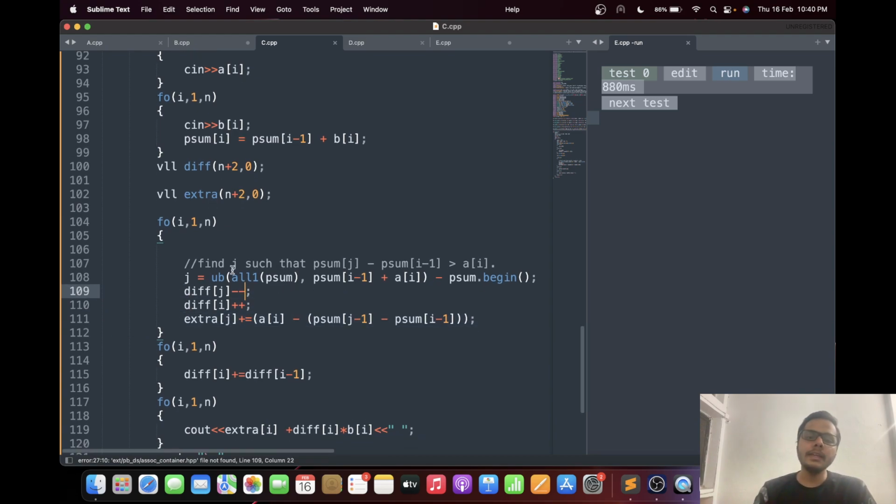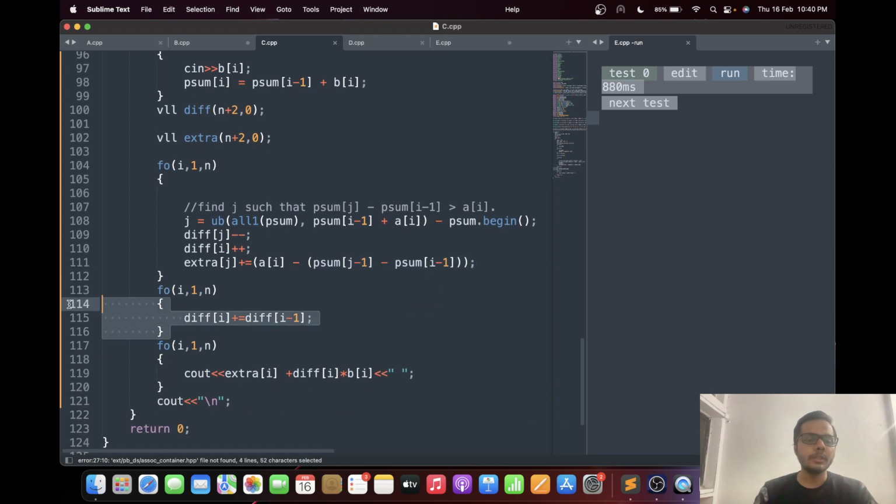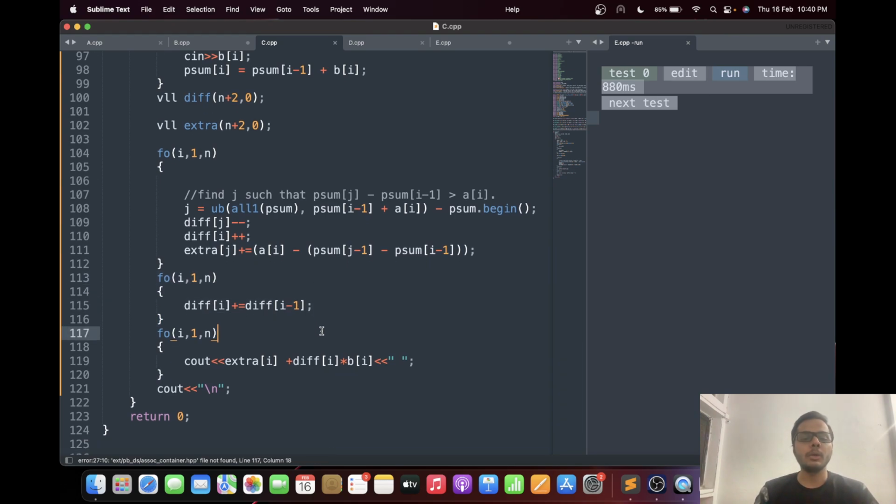For every i, I just use upper bound to find the value of j. Okay, and then I do diff of j minus minus and diff of i plus plus. And then also the remaining amount of the ith tea will go to the jth person. So extra of j will be a i minus the sum from i to j minus 1, right? And now I take the prefix sum of the difference array, and this is how we use difference arrays. So the final amount of tea that the ith person is going to drink is going to be extra of i plus b i multiplied by diff of i, right?